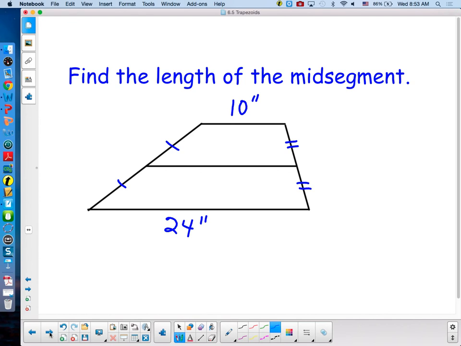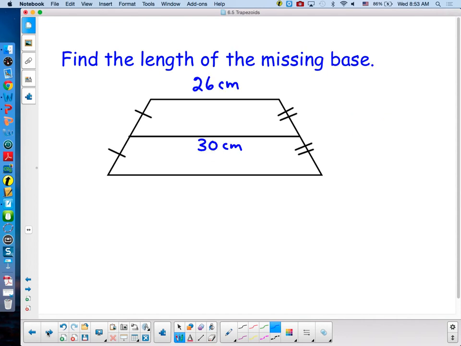Okay, so what's the length of the midsegment on my example? Should have been 17 inches. Now this one you're finding the missing base, so it's kind of going backwards. So 26 plus b divided by 2 has to equal 30. So what's the missing base? Okay, steps. Multiply by 2.